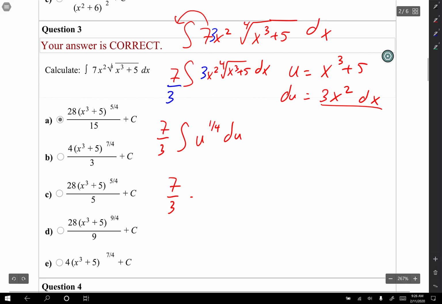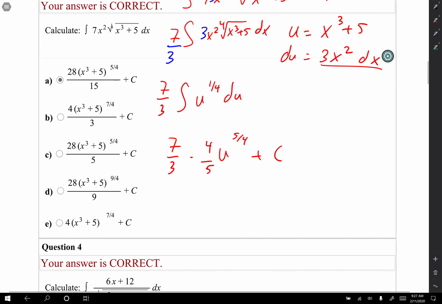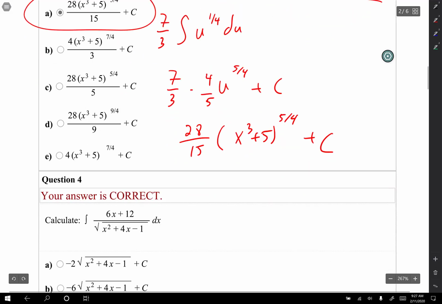So now 7/3 times, leave a little bit of space, u, and I'm going to add 1, so that turns to 5/4, divided by 5/4, which is the same as multiplied by 4/5, plus c. So let's see, 7 times 4 is 28, and then 5 times 3 is 15, and then u was x cubed plus 5, close it to the 5/4 plus c, and there it is. Go to the next one.